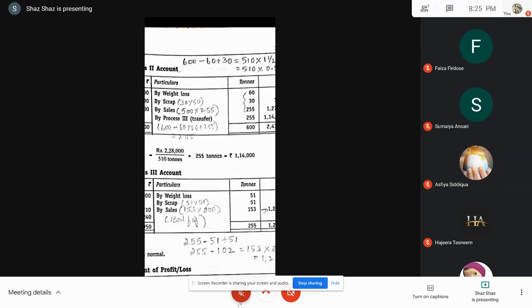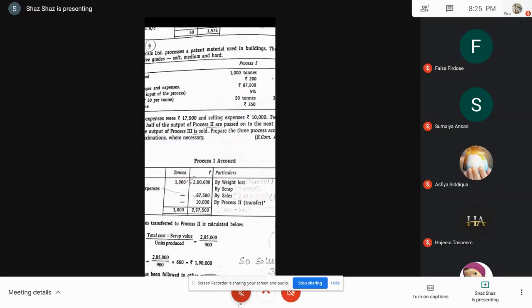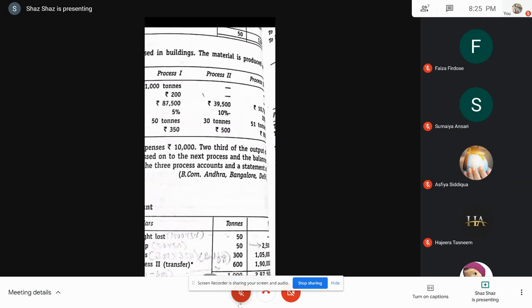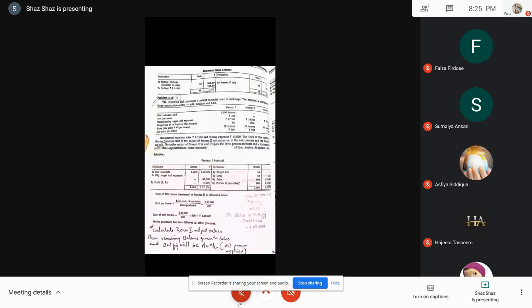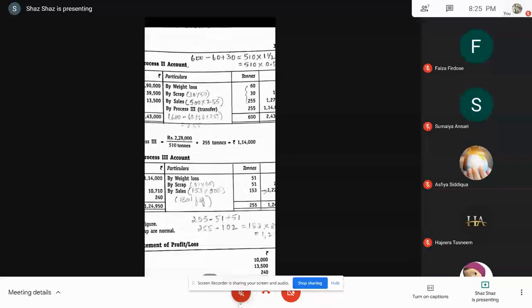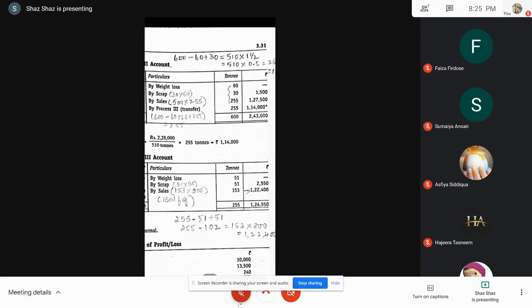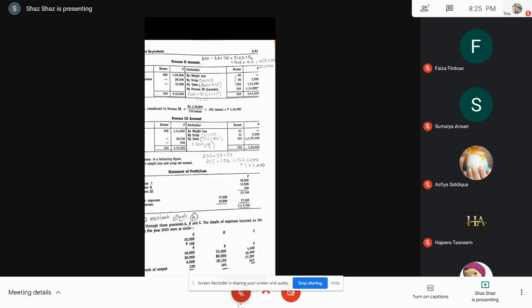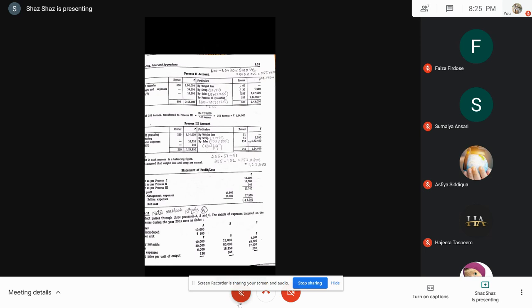Now this 255 is further sold at what price? 500 it is sold. See here, process 2. So this 255 into 500, I have written here. 500 into 255 is 1,27,500. After it is sold, this will be your balance. Now you are getting a profit. You'll be getting profit again here.